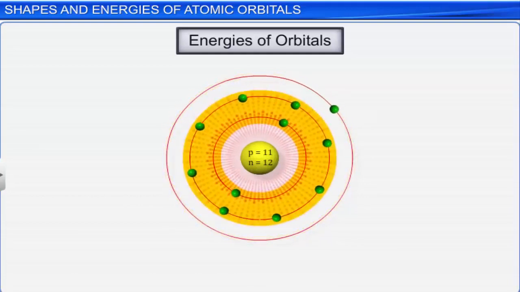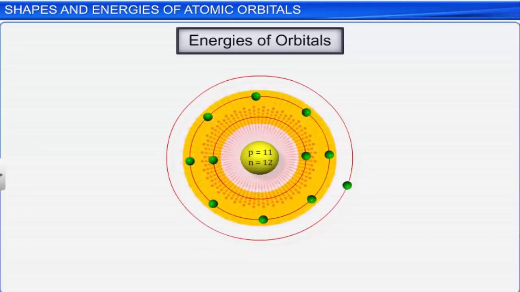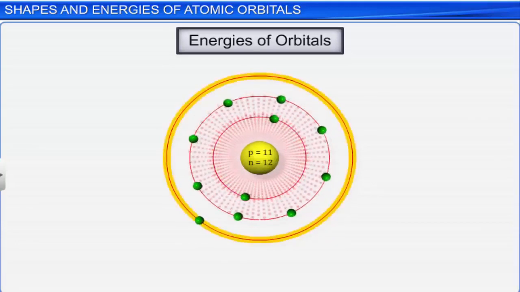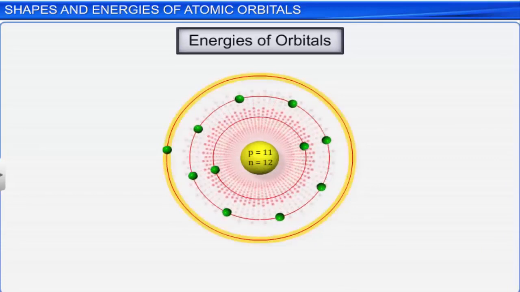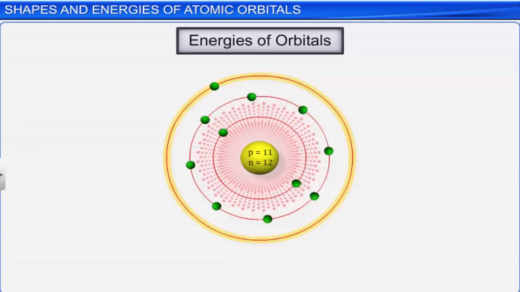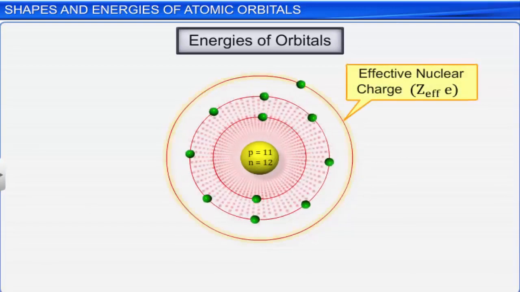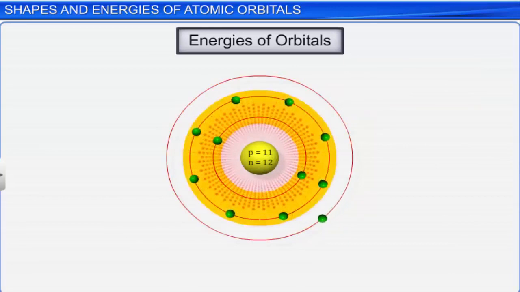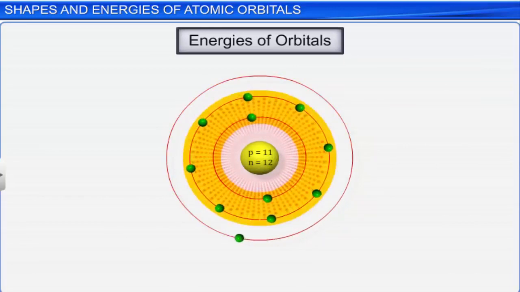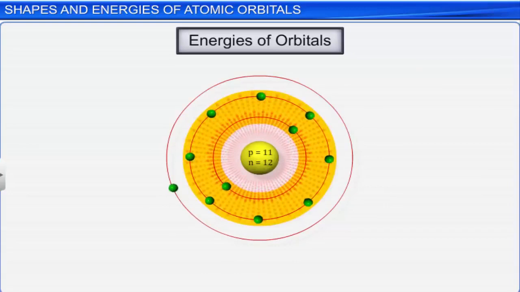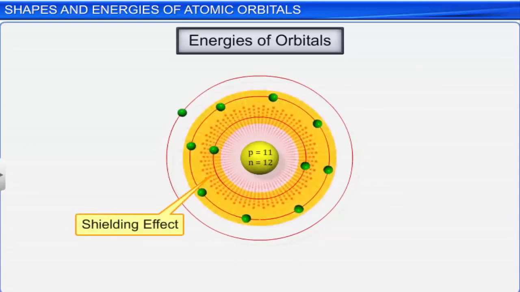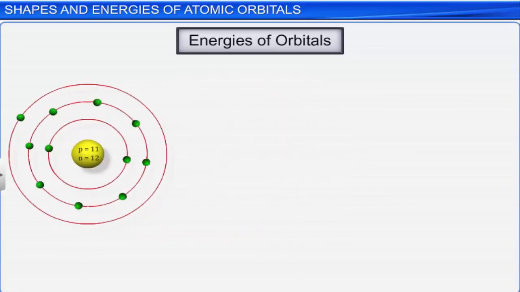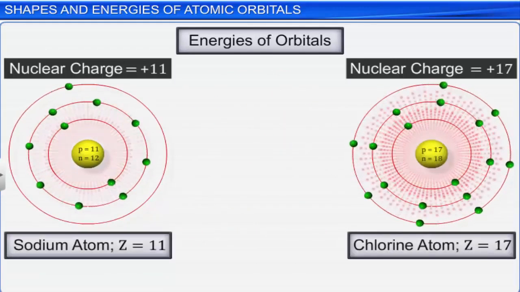Thus, the net positive charge experienced by the outermost electrons from the nucleus is called effective nuclear charge, and the shielding of outermost electrons from the attractive forces of the nucleus by the inner shell electrons is called shielding effect or screening effect. Despite the shielding effect, the net attractive force experienced by the outer shell electrons increases with increase in nuclear charge.